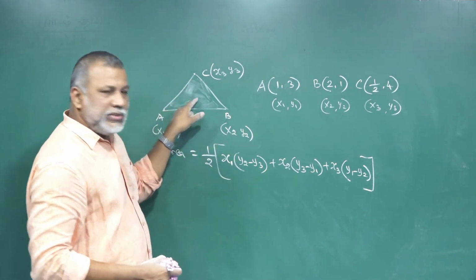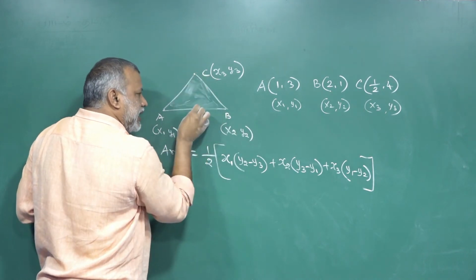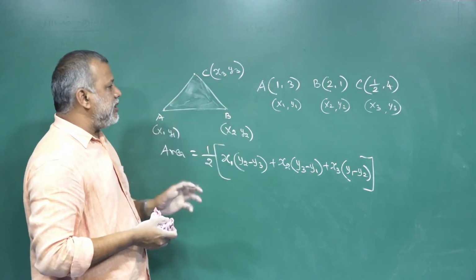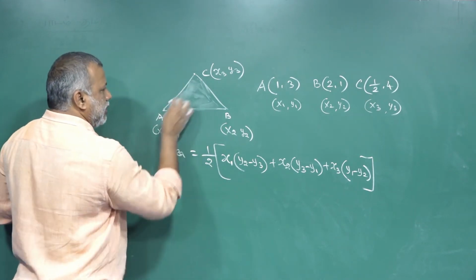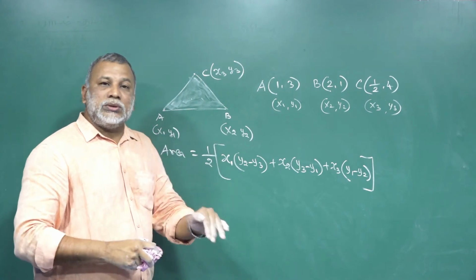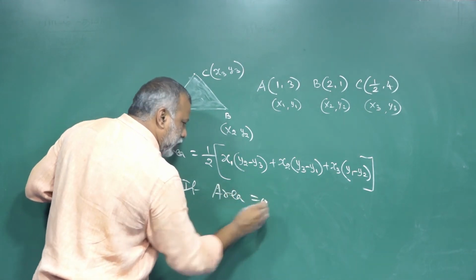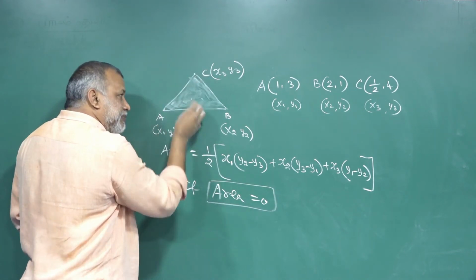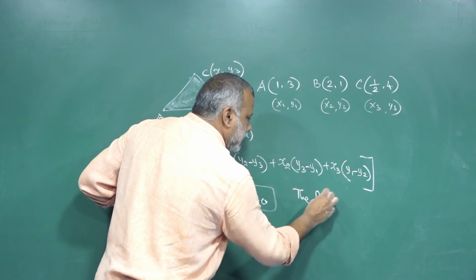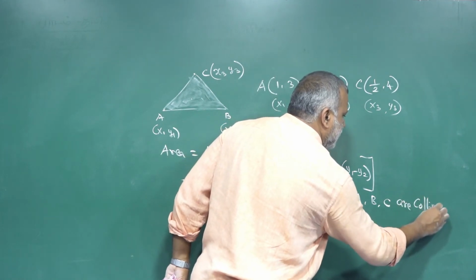See here, the triangle has some area. Suppose the point C is here, or here, whatever you say. If the point C lies on the same line, then the 3 points are collinear, and at the same time the area of this triangle is 0. As per the concept, the area of the triangle is the required area. If you substitute the data, you can get some result because it has some area. Suppose the area of this triangle is 0. If the area becomes 0, what is your conclusion? The point C must be on the same line. If the area is 0, the points A, B, C are said to be collinear.